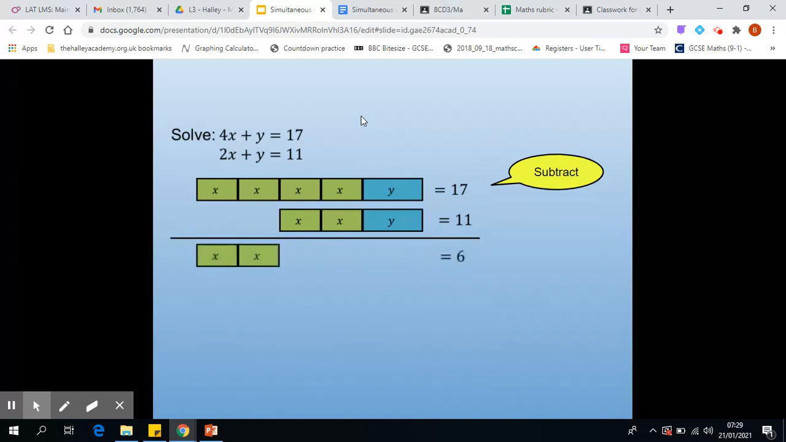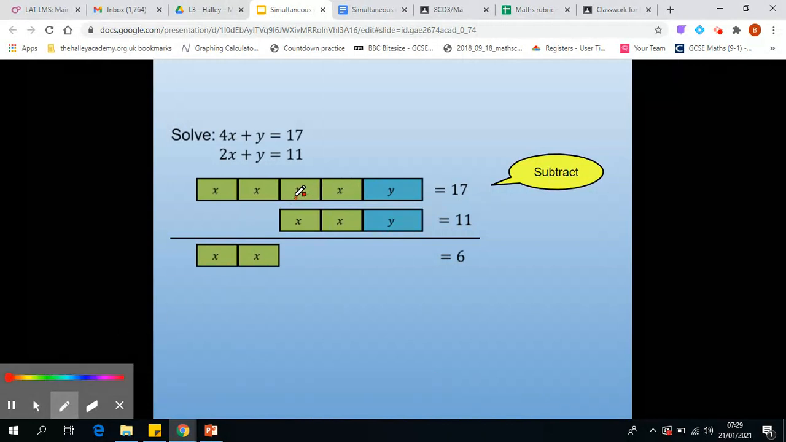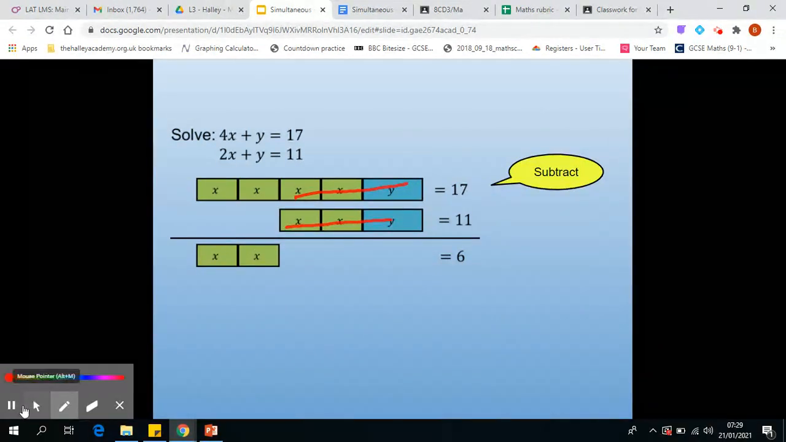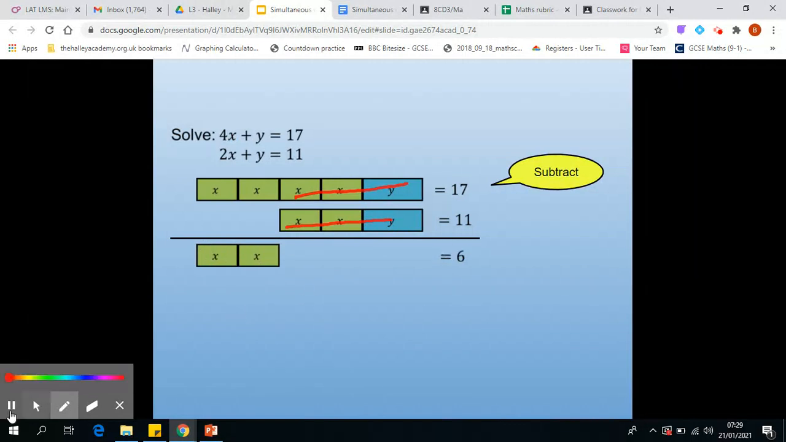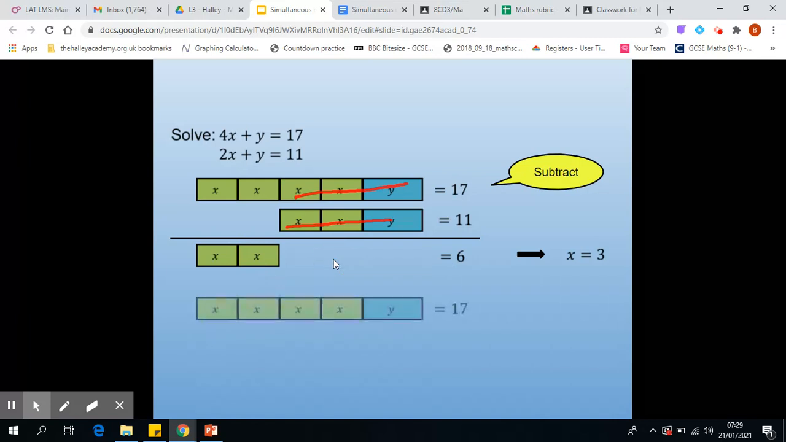By subtracting them, which in this case will cancel the bars of y on both sides, will give us 2 bars of x, which is equal to 6, which means x would be equal to 3, because 6 divided by 2.